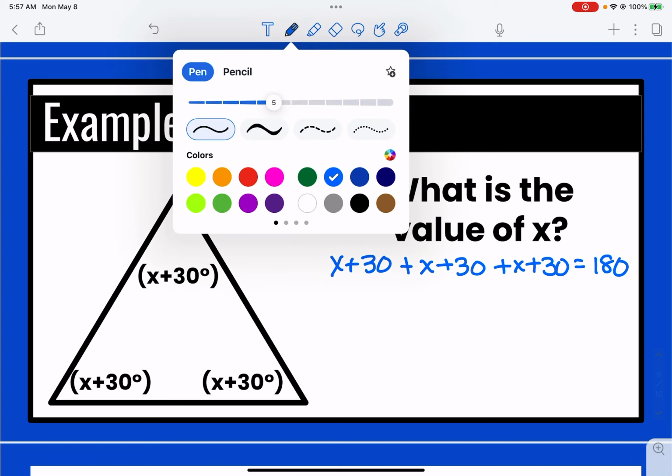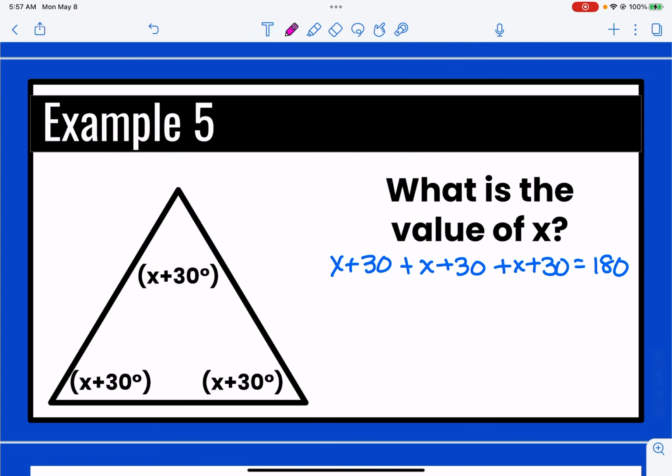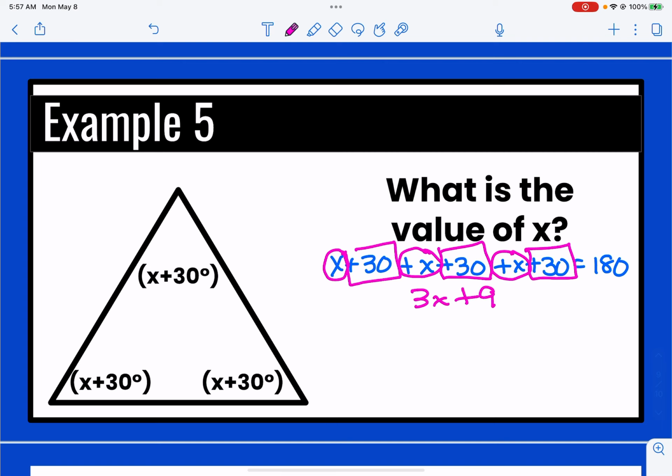Now, don't let it scare you. We're just going to combine what we know. We have all of our like terms. We have 3 x's, so 3x, and then I have a plus 30, a plus 30, and a plus 30, which is 90. And we know it's going to equal 180.